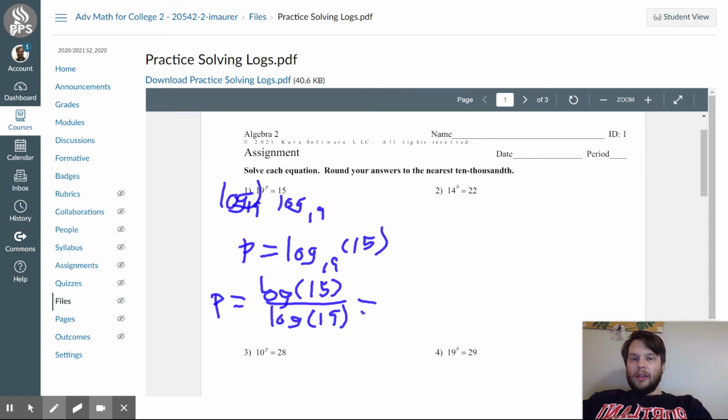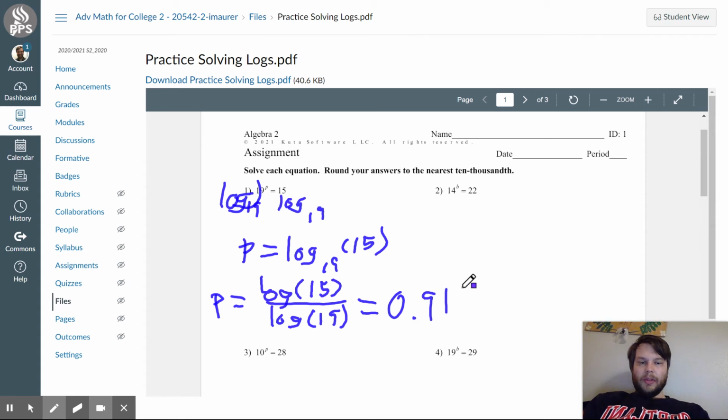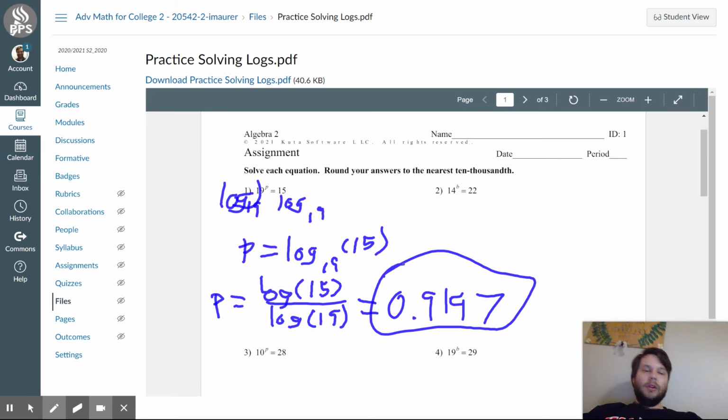So we're looking at 0.9197. And that's your answer right there. So logs are inverse exponentials, so they just cancel out exponentials. Let's go down and do one of the harder ones.